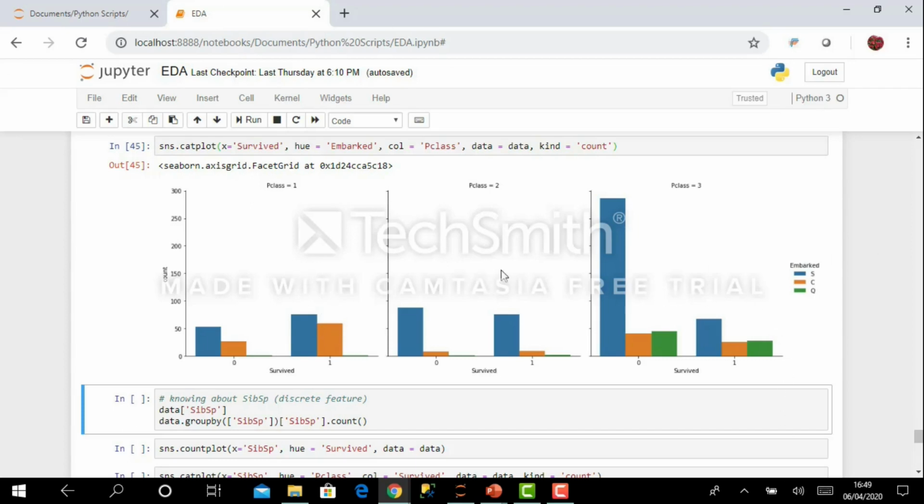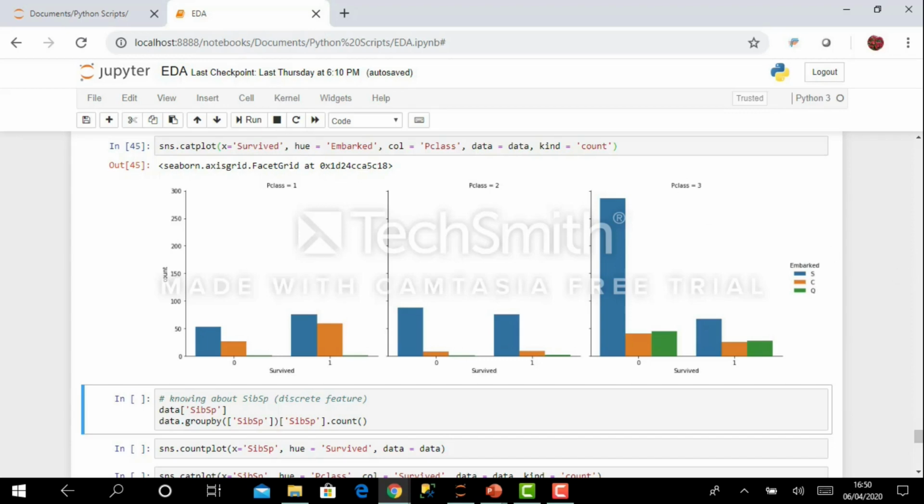And for second class people also, this Q point of embarkment is very less, and here people, most of them, almost 50-50, but a few percentage more for people who did not survive. Okay, and for this C point of embarkment, it is almost 50% of them survived and 50% didn't.